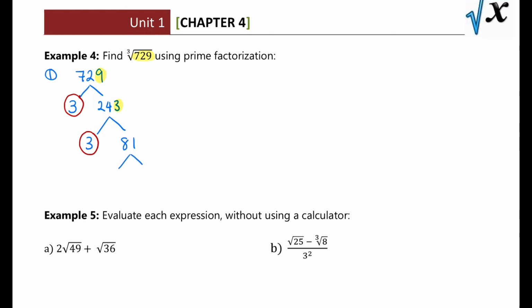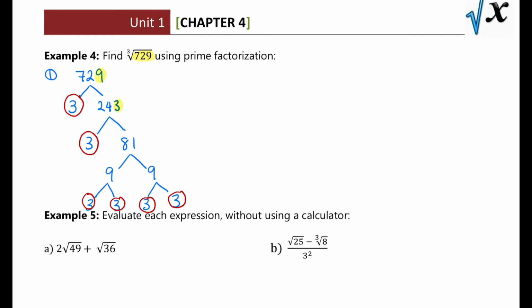81, you can say, hey, I know that. That one's just 9 times 9. You could recognize it, but if you didn't, that's okay. And this time, 9, you can kind of see that that's a multiple of 3. Same thing as here. So those are the end of the factor trees.